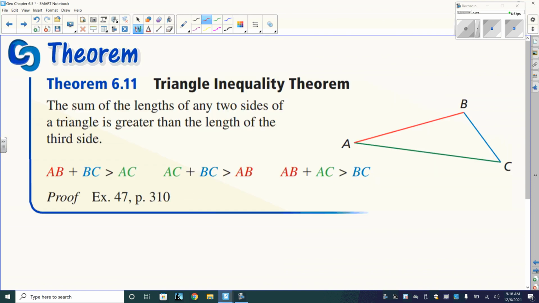I know that there are other example problems that we have, but the last thing we're going to talk about in 6.5 is the triangle inequality theorem. What the triangle inequality theorem states is that the sum of any two sides of a triangle is greater than the third side. So any two sides that we pick, if we add them together, they have to be bigger than the third side length for us to actually have a triangle.